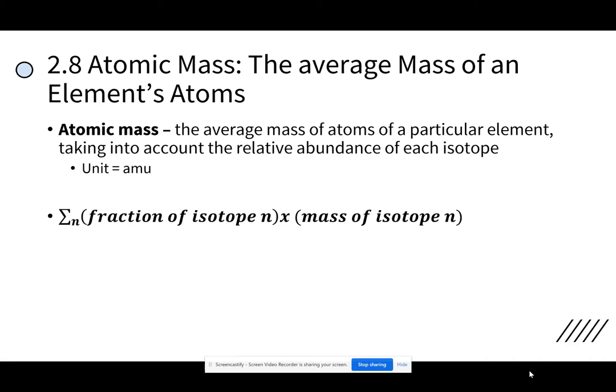And the unit for atomic mass will be atomic mass units, AMU. So this is your formula to calculate atomic mass. It looks very complicated. It's not, I promise. So it's the sum of fraction of isotope N times the mass of isotope N, and then sum of, right? So you would do that for each isotope and then add them up. Now, when I say fraction, what I mean is that's the percent of the isotope over 100 times the mass.